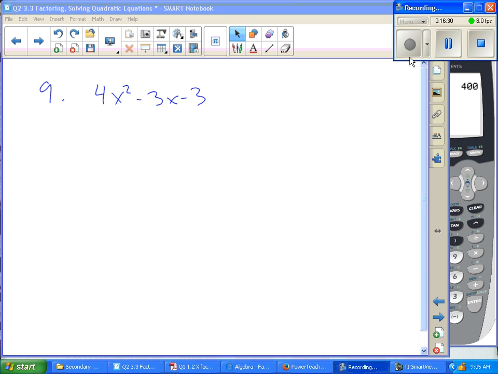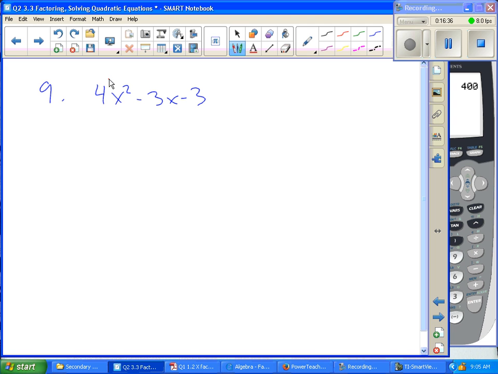Okay, now this problem right here, I will still do the umbrella method. So I would multiply the 4 with the negative 3 and get negative 12. And then the b value of negative 3 would go up here. I'm trying to come up with 2 things that multiply to give negative 12 that are going to add to give me negative 3. And what might that be?